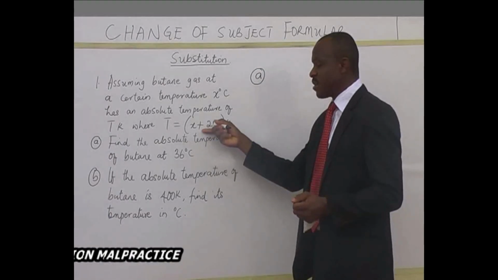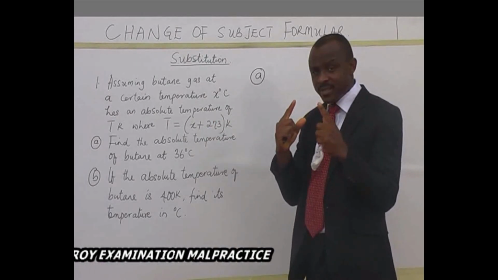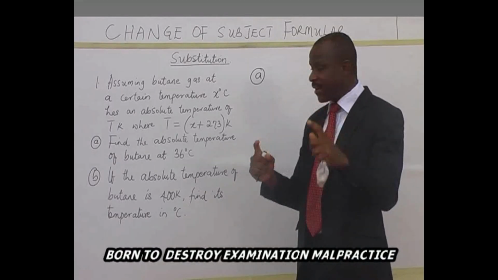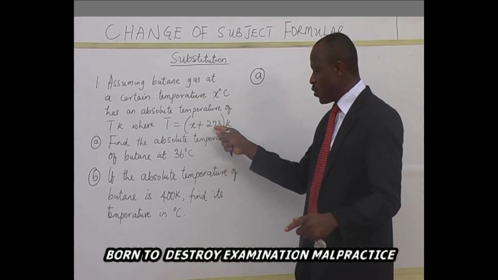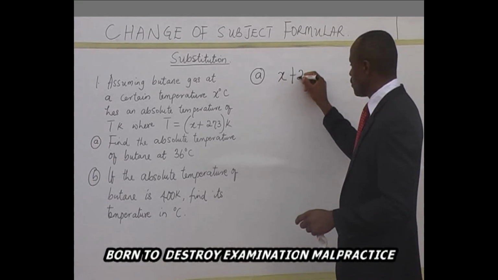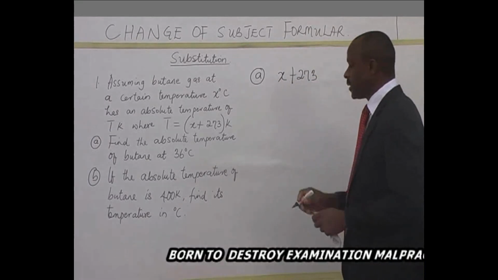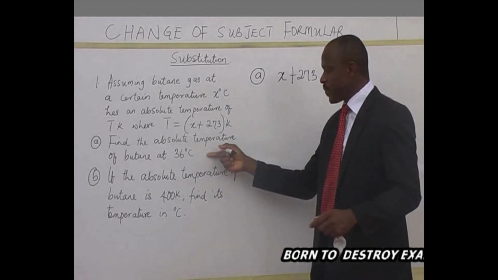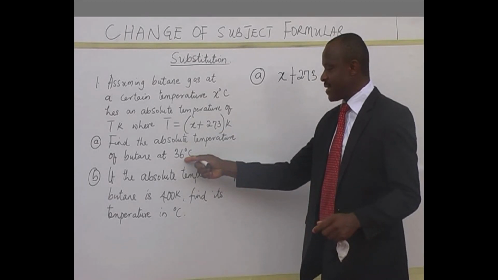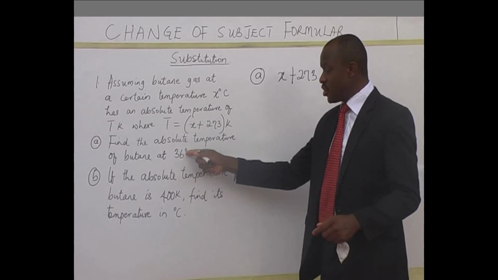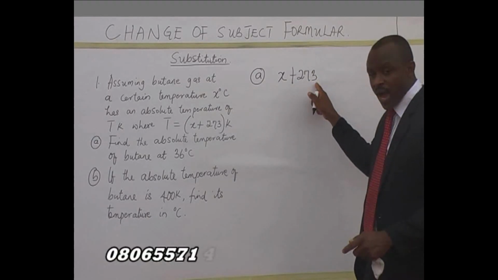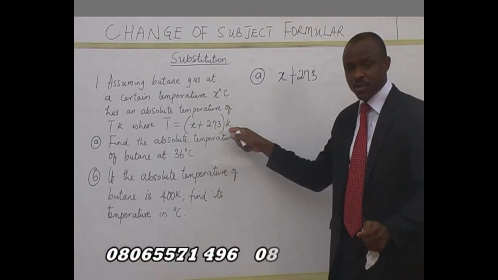Now, the formula that has been given for us that expresses the relationship between degree centigrade and degree Kelvin is X plus 273. Question A has told us that we should find the Kelvin when the temperature is 36 degrees centigrade. That means use 36 degrees centigrade to substitute X and add it to 273. Whatever you have is the absolute temperature in Kelvin.